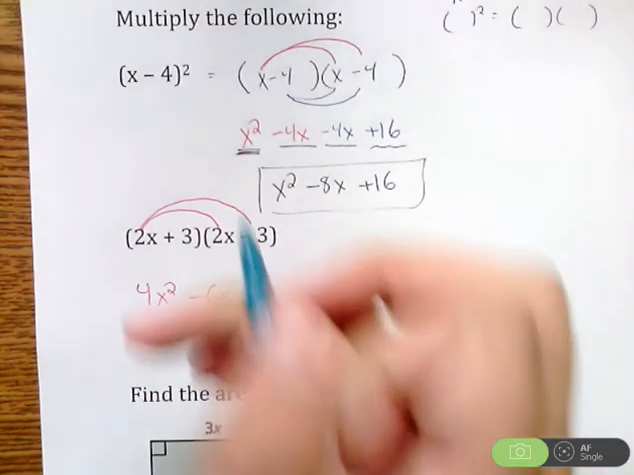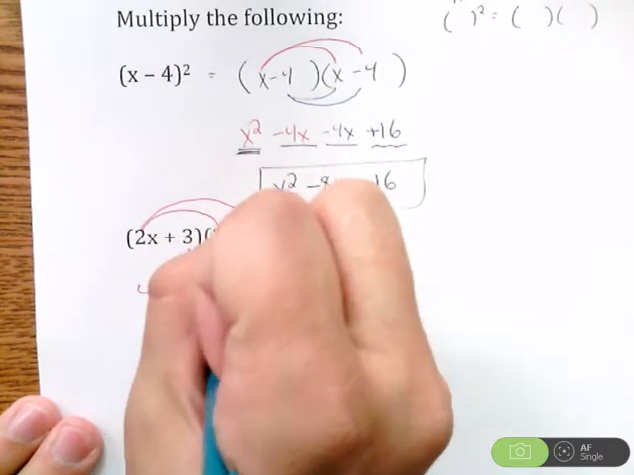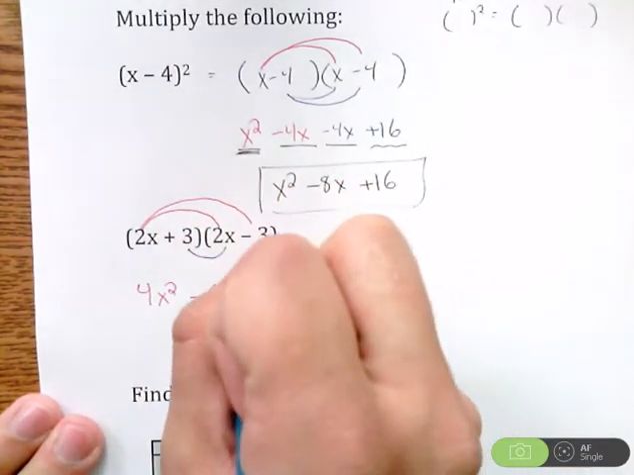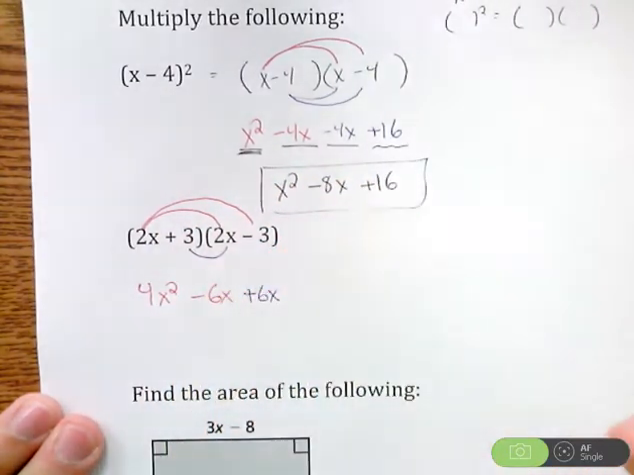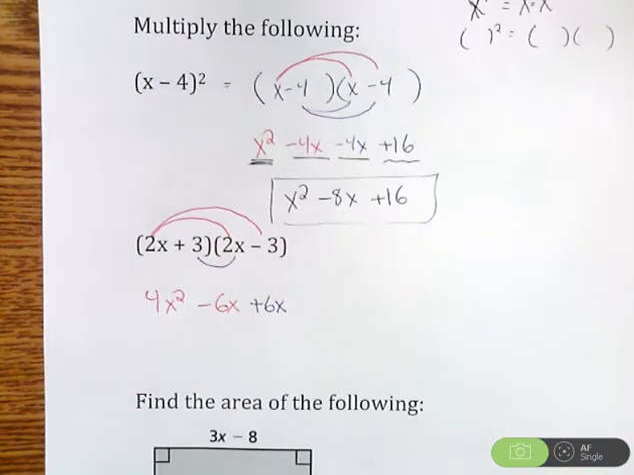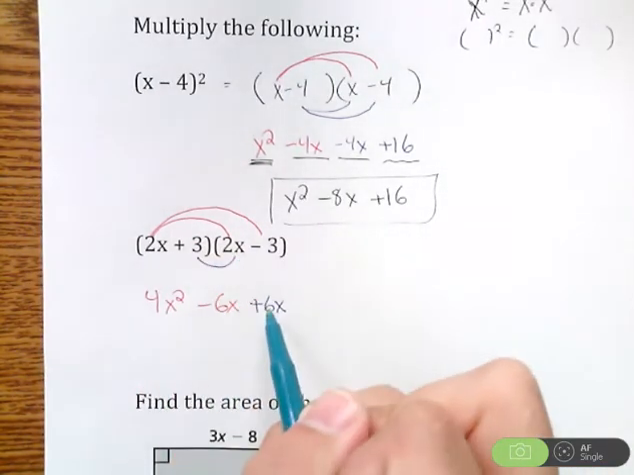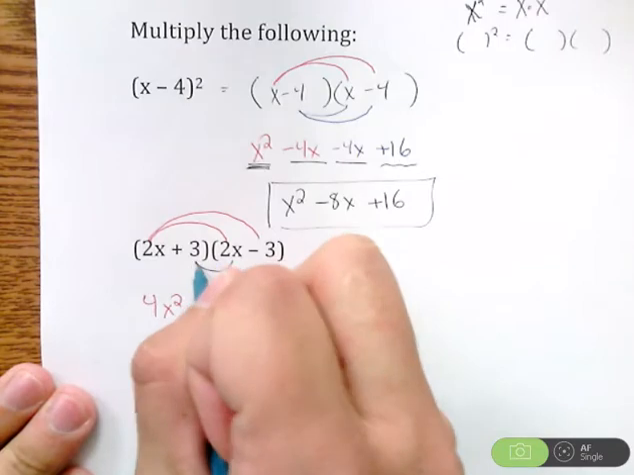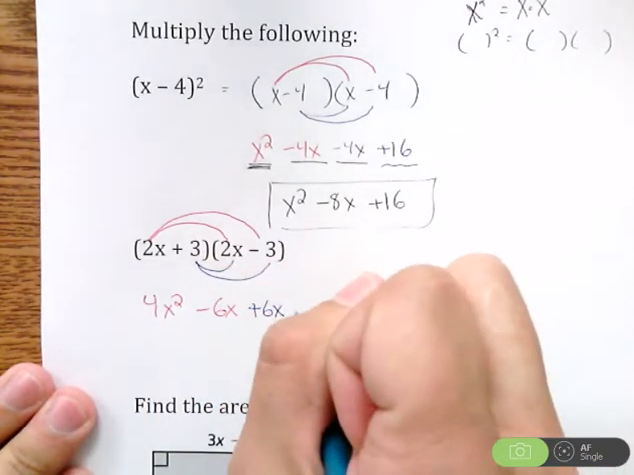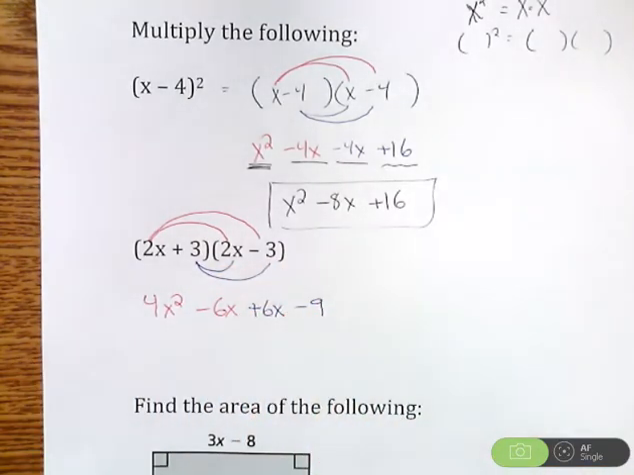And then take our plus 3 and distribute it through. So 3 times 2x is positive 6x. So 3 times 2x is 6x. And 3 times negative 3 is negative 9.